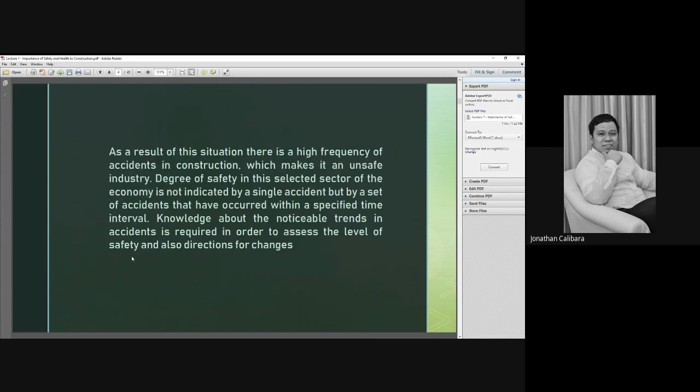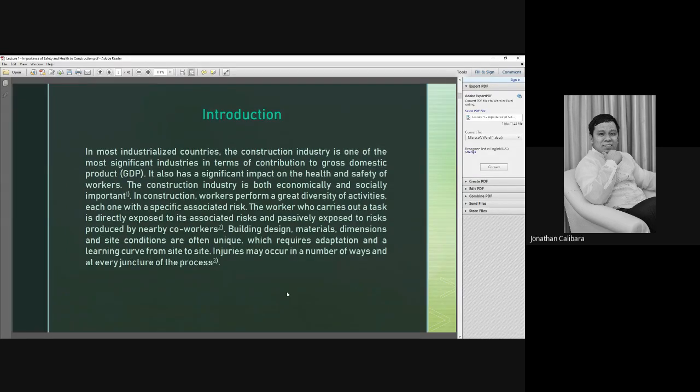Okay, introduction. We will go to the introduction. In most industrialized countries, the construction industry is one of the most significant industries in terms of contribution to gross domestic product. So, see how big construction is. It gives money. It talks about economy. So, in short, if our construction industry is weak, therefore there is less improvement, less income, and fewer benefits for the country.